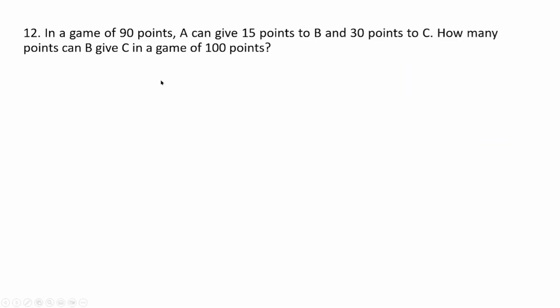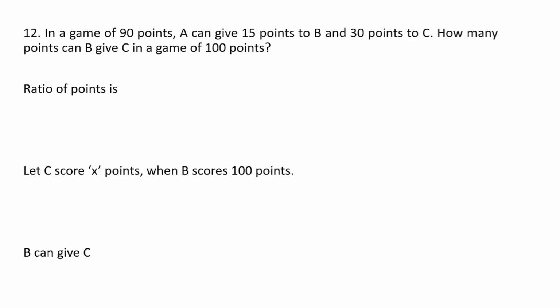Moving on, now we have some questions on games. In a game of 90 points, A can give 15 points to B and 30 points to C. How many points can B give C in a game of 100 points? So first we will find the ratio of their points. So ratio of the points is A is to B is to C is 90 is to, here A can give 15 points to B, 90 minus 15, and 30 points to C, 90 minus 30. So this is 90 is to 75 is to 60.